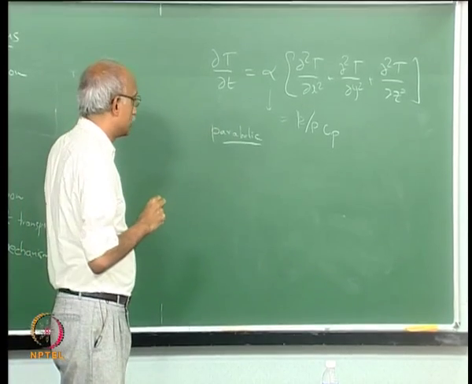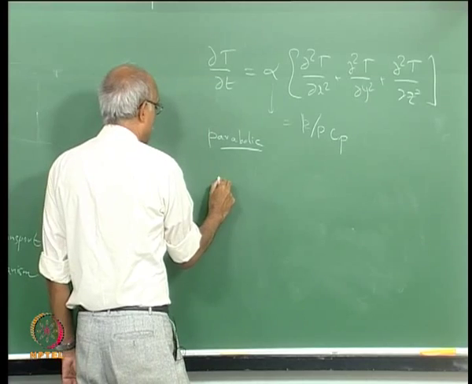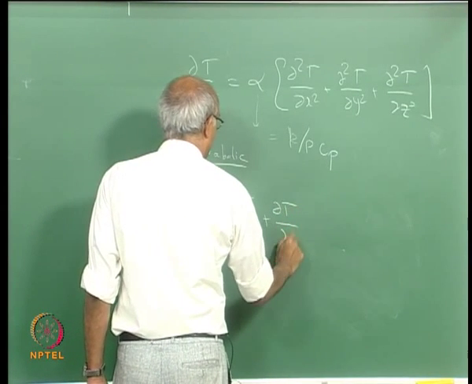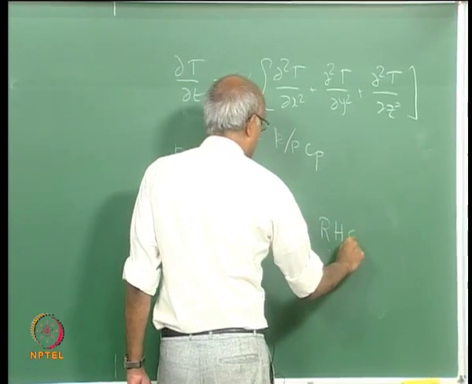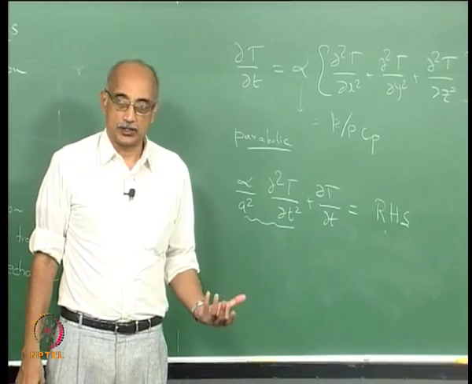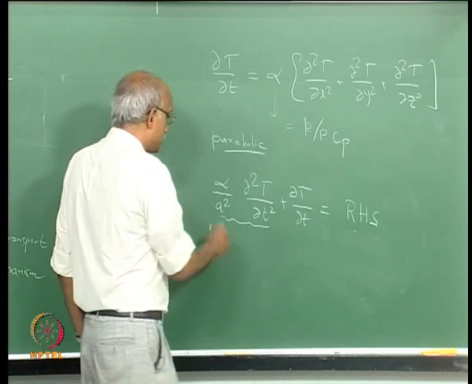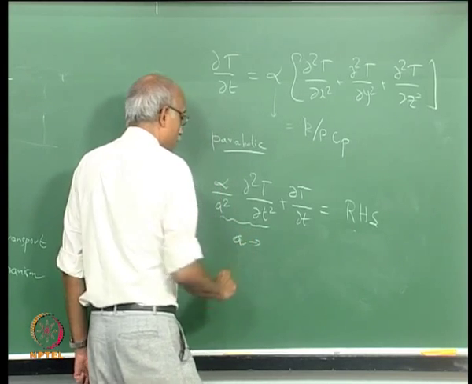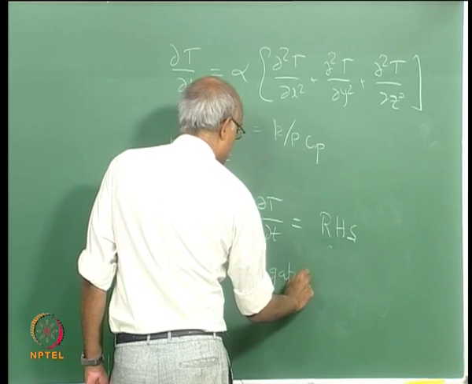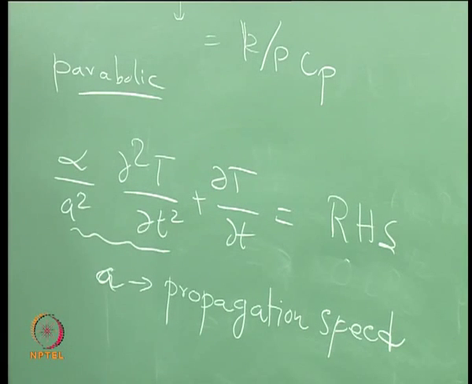The hypothesis here is that in the case of hyperbolic heat transfer, what we mean is an additional term is added on the left hand side, which is alpha over A squared times ∂²T/∂t² plus ∂T/∂t equals again all the terms on the right hand side. So this term that has been added is called the hyperbolic term, and what that represents is the wave nature of heat transfer. This A is called the thermal propagation speed, and when this tends to infinity, you recover the parabolic form of the equation.